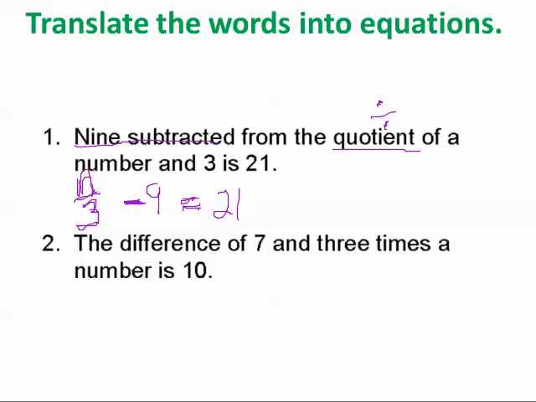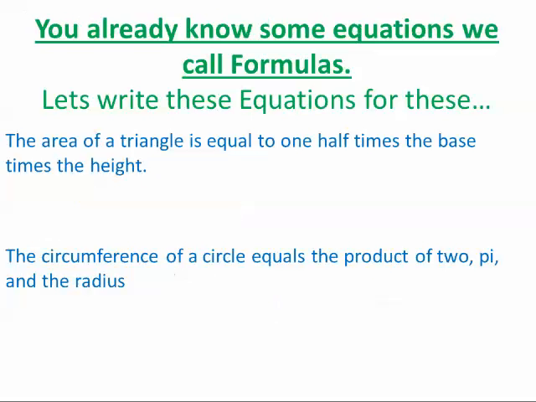Let's try number 2. The difference gets written just the way I see it. The difference of 7 and 3 times a number is 10. Pretty straightforward. The difference of 7 and 3 times a number is 10. Okay, we can write equations from words.